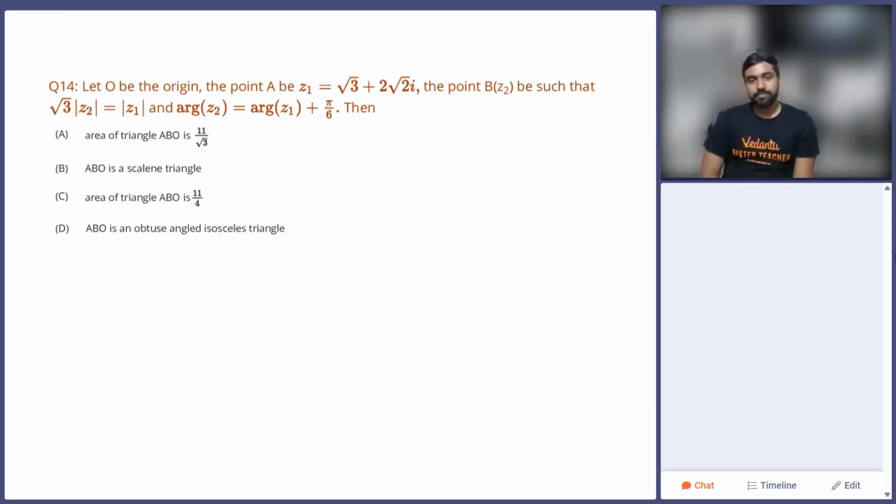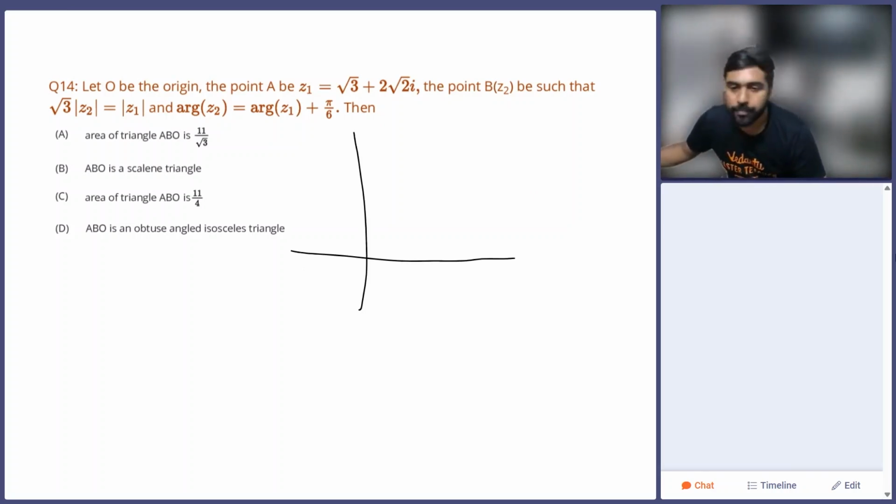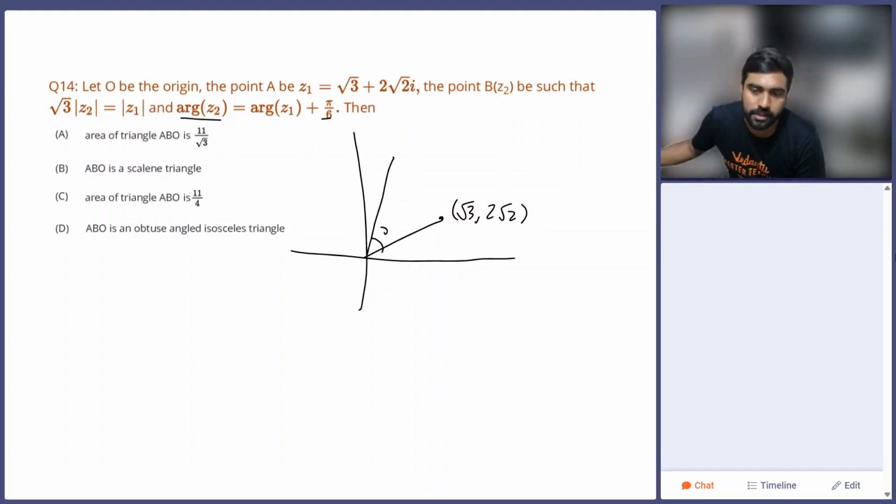Moving on. Okay, Coni's theorem. So you have a complex number Z1, which is root 3 plus 2 root 2 i. Root 3 comma 2 root 2 is your point A. Then after moving it by angle pi by 6, because you have been told that the argument of Z2 is argument Z1 plus pi by 6, it might come here, it might not. So let's consider here only pi by 6.